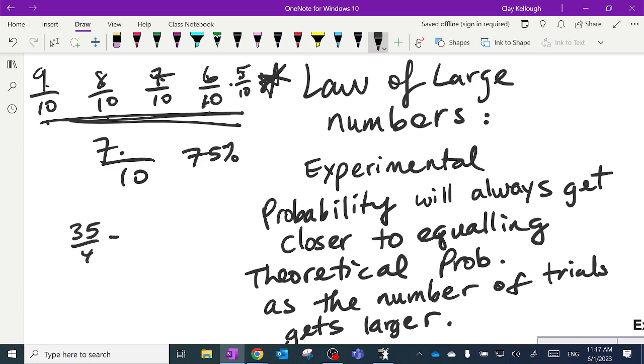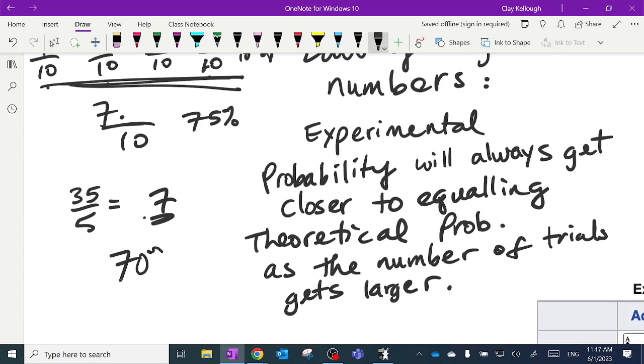35 divided by 5 is 7. Oh, that's 5. That's what I'm doing wrong. It's exactly 7 now, which makes sense because that's the middle number. Yeah. So that's 7 out of 10. So now it's down to 70%.